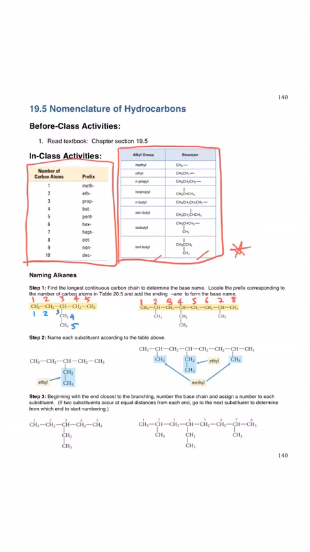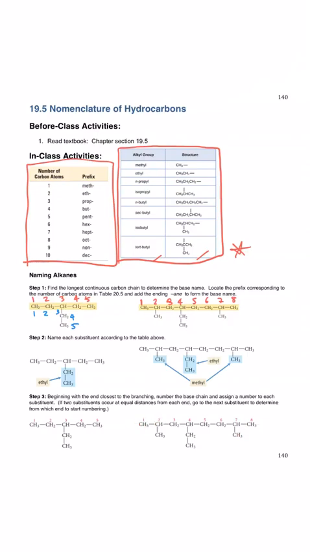However, if the 2 substituents occur at equal distances from each end, then you will need to go with the next substituent to determine from which end to start the numbering. For example, this one, if you look at this methyl group right here, these 2 methyl groups, if you start from this end, it would be 1, 2.